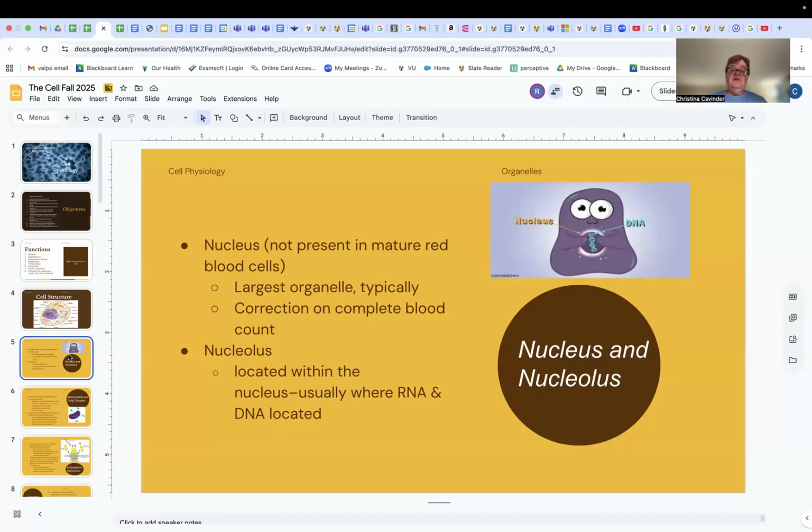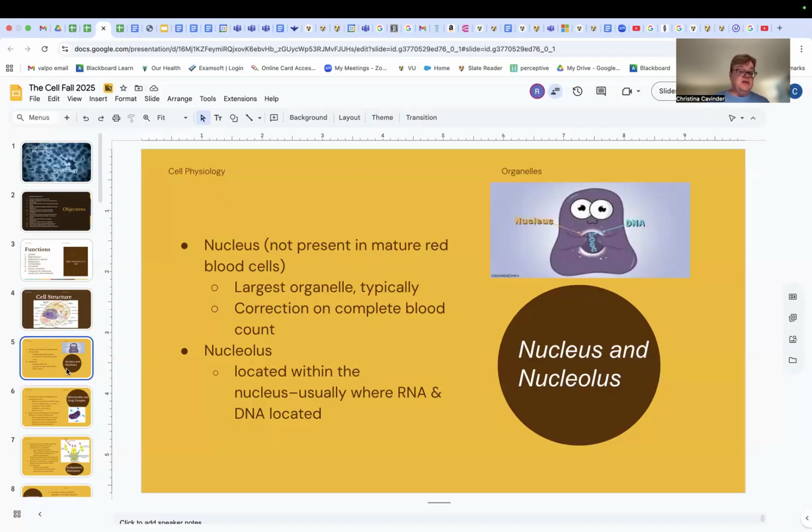The nucleus is typically the largest organelle. Oh, I just told you about the correction on the CBC. So the nucleolus is located within the nucleus, and this is where usually your RNA and DNA are located. Not always so. Sometimes it's just in the nucleus.